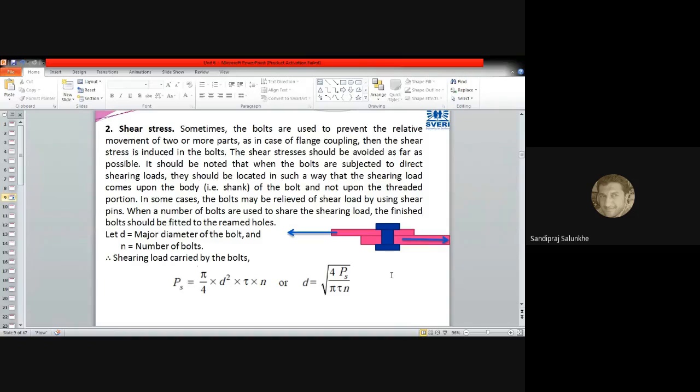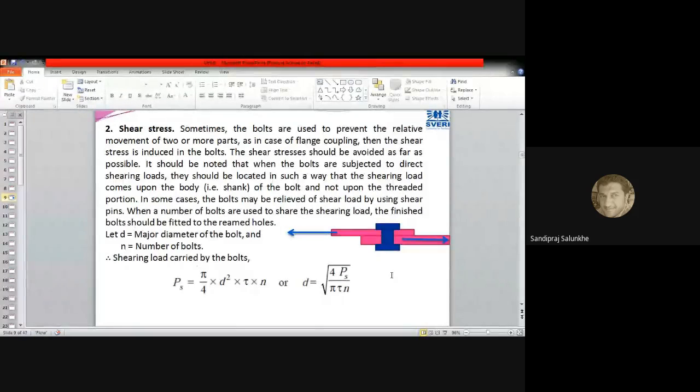The shear stress should be avoided. That is, we have to design the dimension in such a way that we avoid the shear stress failure of this type of bolt. Now, it should be noted that when bolts are subjected to direct shear load, then they should be located in such a way that the shearing load comes upon the body, that is the planes which we are going to join together, of the bolt and not upon the threaded parts.